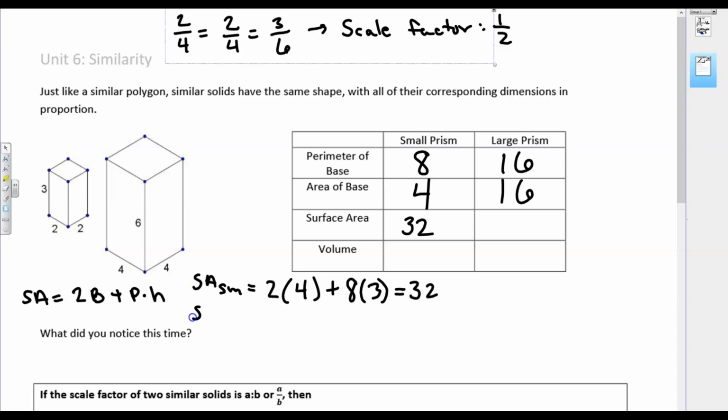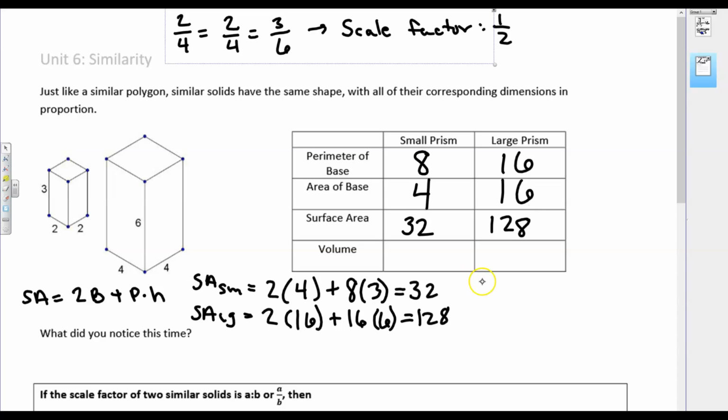And so now let's do the surface area of the larger prism. Well, 2 times the area of the base we found before, which was 16, plus the perimeter of the base, also 16, times the height on this one, which is 6. When I work all of that out, I'm going to get 128. So 128 is the surface area of my larger prism.